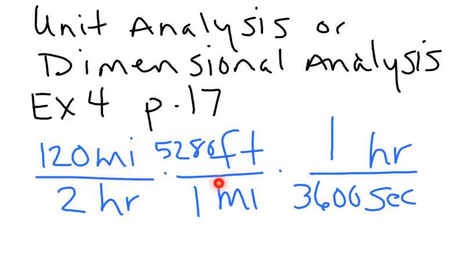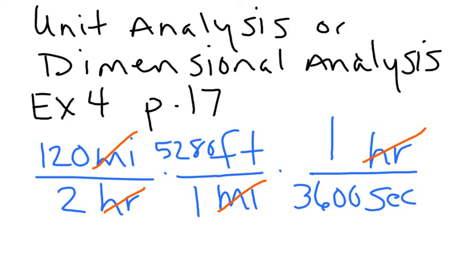Now, notice something. Miles, miles. Treat it just like you were canceling fractions. Hours, hours. Treat it just like you were canceling fractions. So, I'm going to cancel hours with hours. I'm going to cancel miles with miles. And that's going to leave me what I wanted. They wanted feet per second. So I've got feet per second. Now all I have to do is do the math to find out the answer.